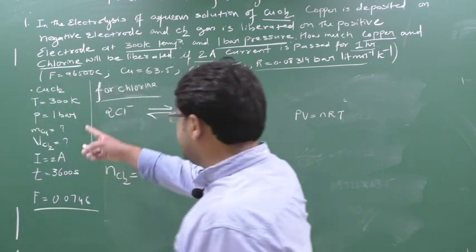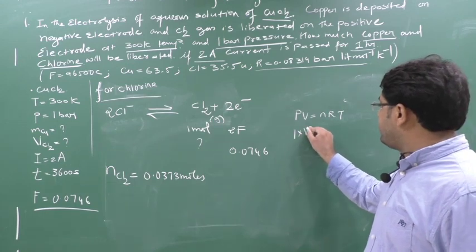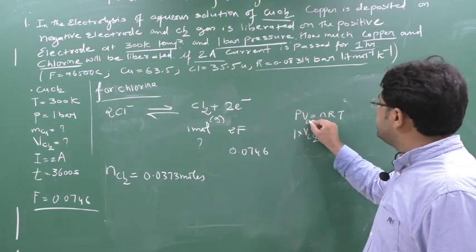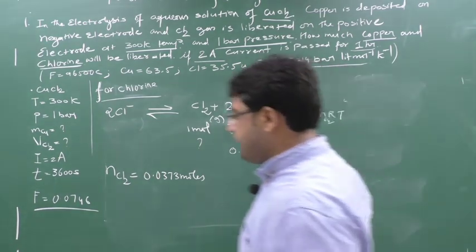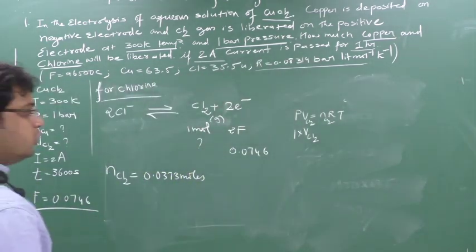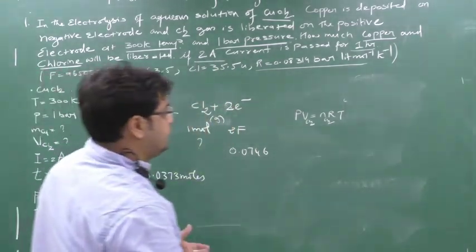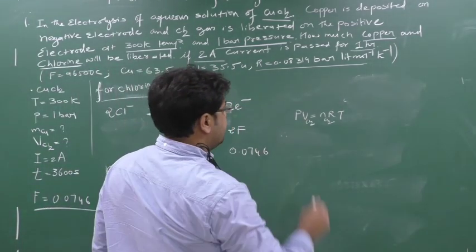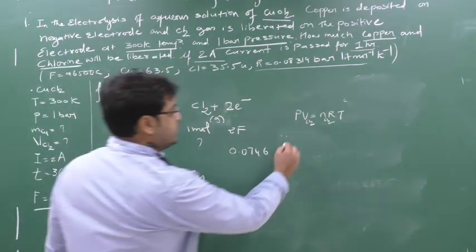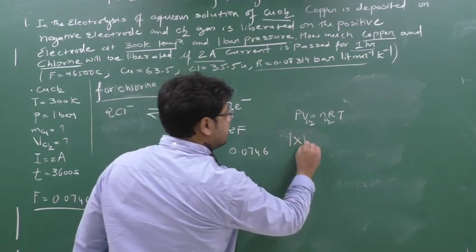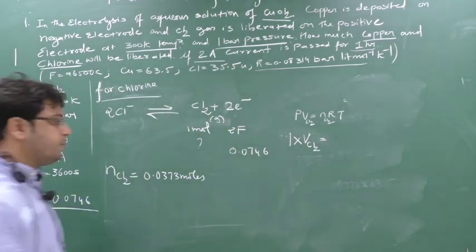Now you can see the pressure they have given is 1 bar. Volume we have to calculate, the V of Cl2. If I put V of Cl2, n should be of Cl2. Yes or no? If I want to calculate V of Cl2, I have to supply the moles of Cl2. So now see here, I will put the values. What pressure do I have? 1 bar, multiplied by the volume of chlorine I require. Moles of chlorine, how much have we calculated?